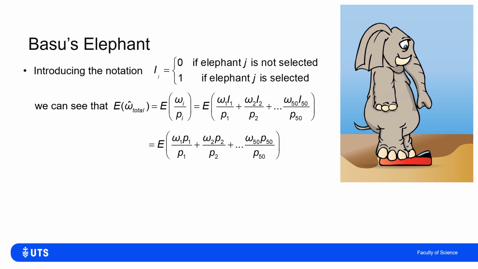So, in other words, what I'm left with is the expected value of omega 1 P1 over P1 plus omega 2 P2 over P2, and so on. So you can see that all of these selection probabilities on the top and the bottom will cancel out. What I'll be left with is the omega total. So this is an unbiased estimator, as the statistician claimed.